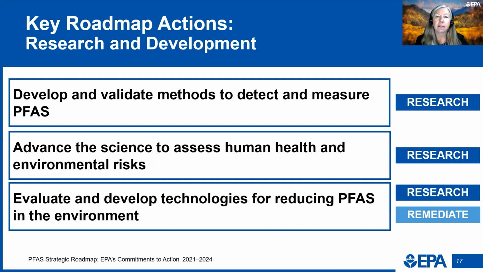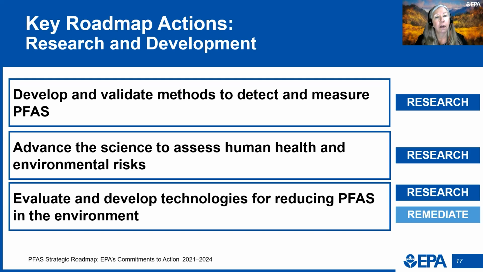Over the next few slides, I'll cover some program-specific commitments from various offices here at EPA. As I highlighted earlier, science and research are the foundation of EPA's work on PFAS. EPA is working to improve scientific understanding of PFAS in 3 primary areas. First, we're working to develop and validate methods to detect and measure PFAS in the environment. Second, we're working to advance the science to assess human health and environmental risks from PFAS.